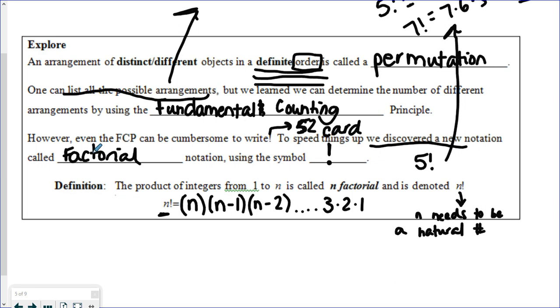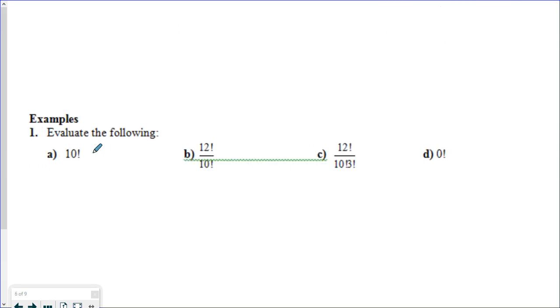We'll talk about permutation notation in a little bit. So it says evaluate the following. So in your calculators, oh my gosh, I don't have one with me right now. In the TIs, you press second function math or just math.